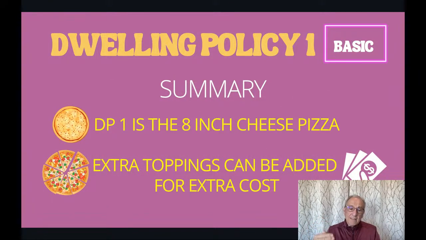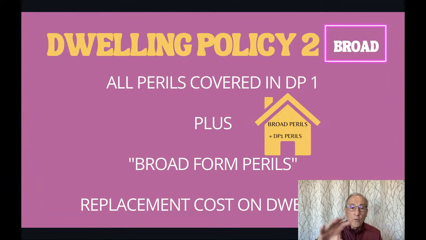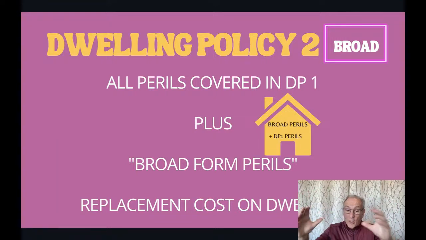The dwelling policy 1 is the 8-inch cheese pizza. Extra toppings can be added for an extra cost. Now, having understood that, we want to go, okay, Peter, what do I get with the dwelling policy 2? With the dwelling policy 2, I get all of the DP1 with all of the extended coverage. It's got 11 perils, but they add broad form perils.